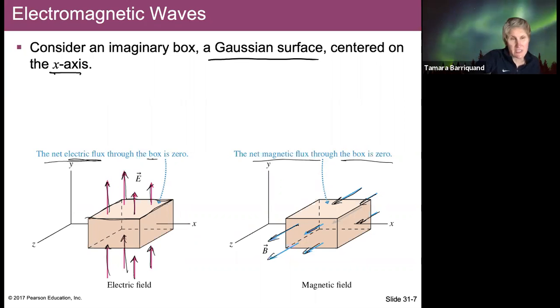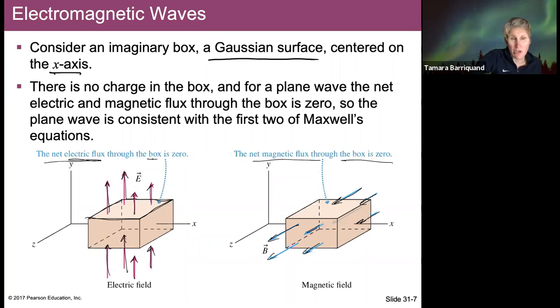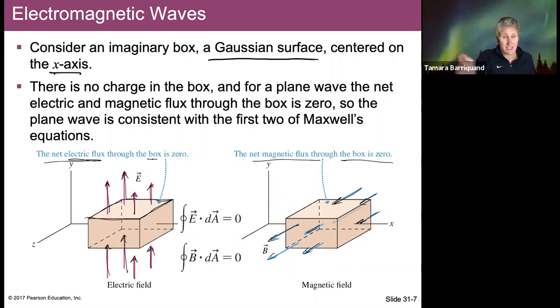So is this what we would expect? Well, there is no charge inside the box because light doesn't have a charge. And for a plane wave, the net electric and magnetic flux through the box is 0. So the plane wave is in fact consistent with the first of Maxwell's equations, which told us that the integral of E dot dA, when there is no charge inside the box, will be equal to 0, which it is right here. And the integral of B dot dA should be equal to 0 as well.